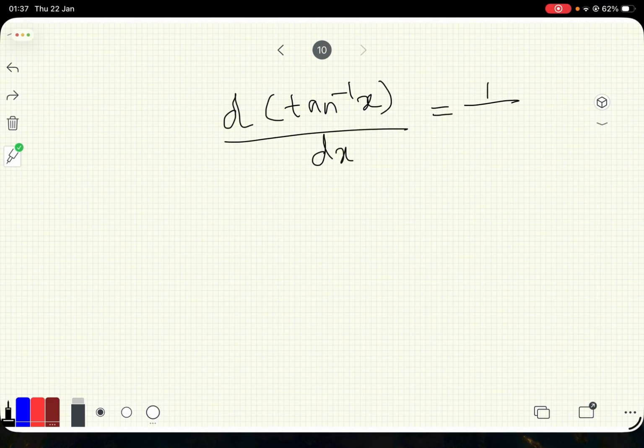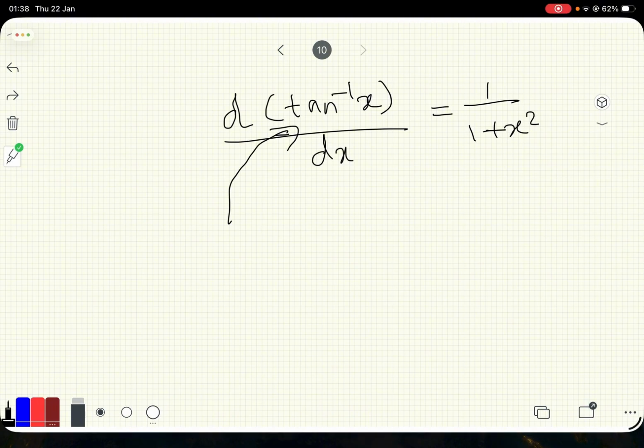Today we start further calculus with a very important idea, which is the derivative of tan inverse x, which is equal to 1 over 1 plus x squared. If you understand this properly, you can solve many complex differentiation questions very easily. So first we must understand what tan inverse x means.